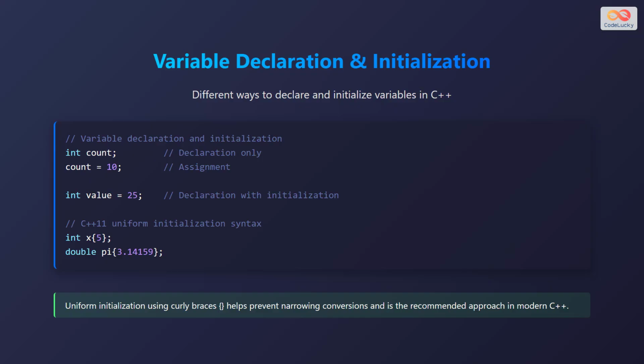Now let's learn how to declare and initialize variables in C++. There are different ways to declare and initialize variables in C++. First, we can declare a variable without initializing it and assign a value later. For example, we declare an integer variable named count. Then we assign it the value 10.